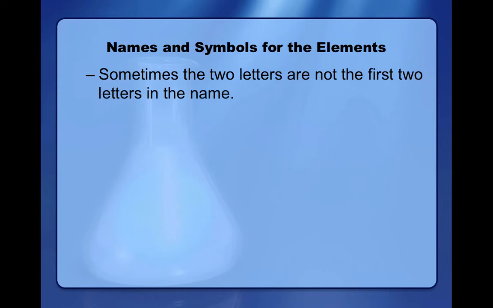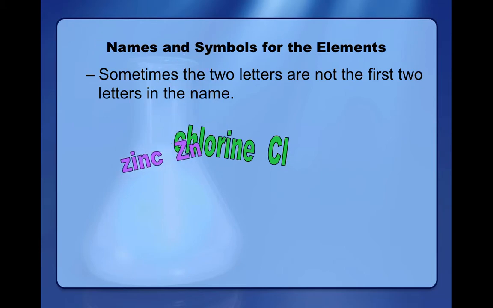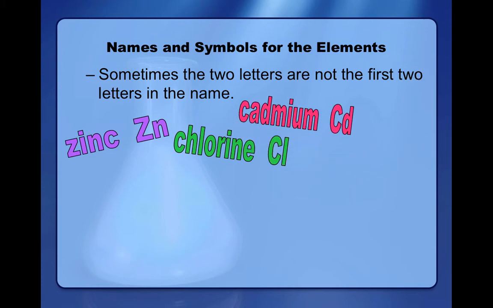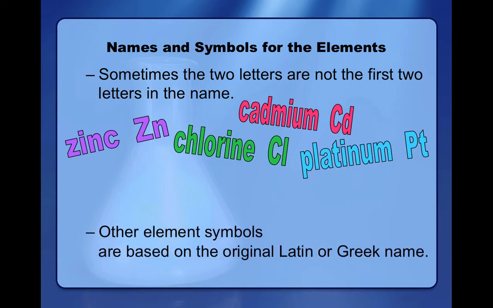Sometimes the 2 letters are not the first letters of the name. Chlorine, for example, should be Ch, but it's Cl. Zinc could be Zi, but it's not, it's Zn. Cadmium, you would think would be Ca, but it's not, it's Cd. Platinum should be Pl, but it's not, it's Pt.